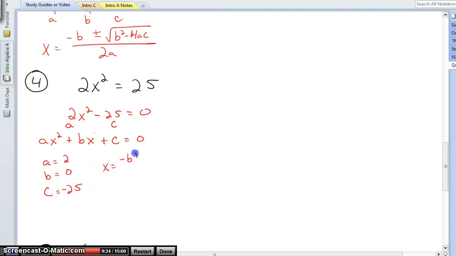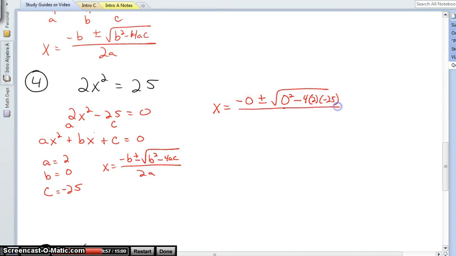In quadratic formula, -b plus or minus the square root of b squared minus 4ac all over 2a. So x equals, the opposite of b is 0, then I've got 0 squared minus 4 times a times c all over 2 times a. So x equals 0 plus or minus the square root of 0 plus 200 all over 4.